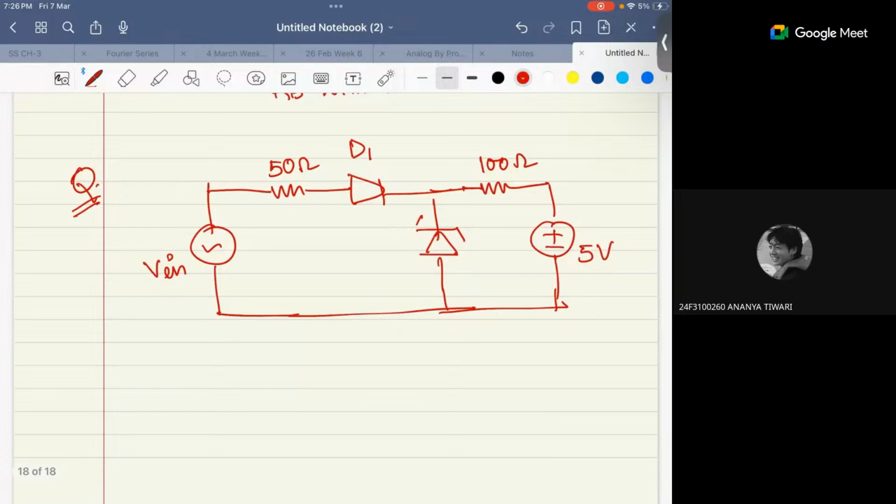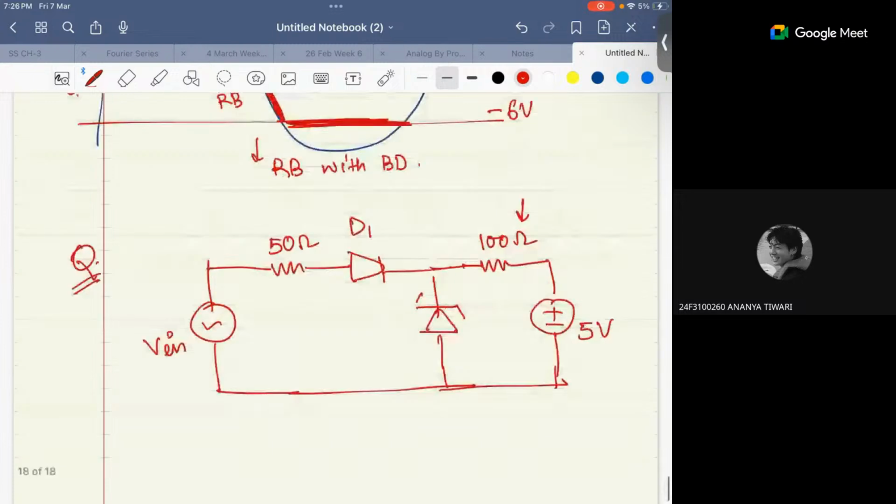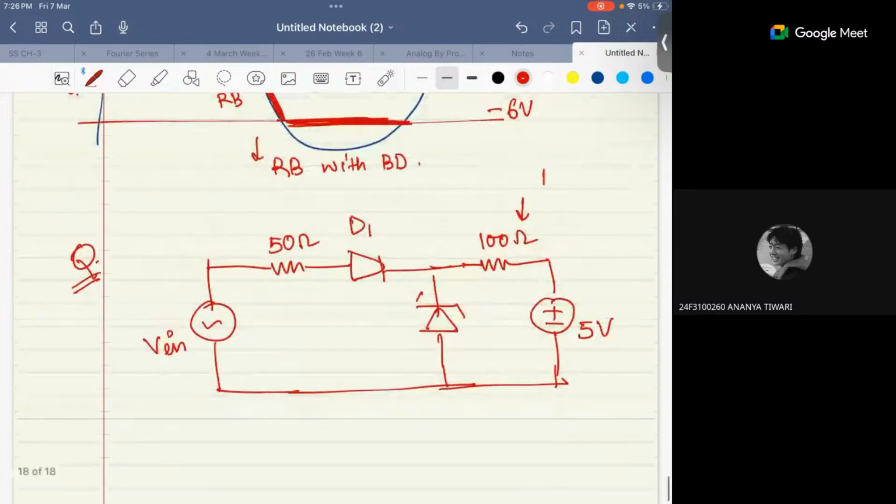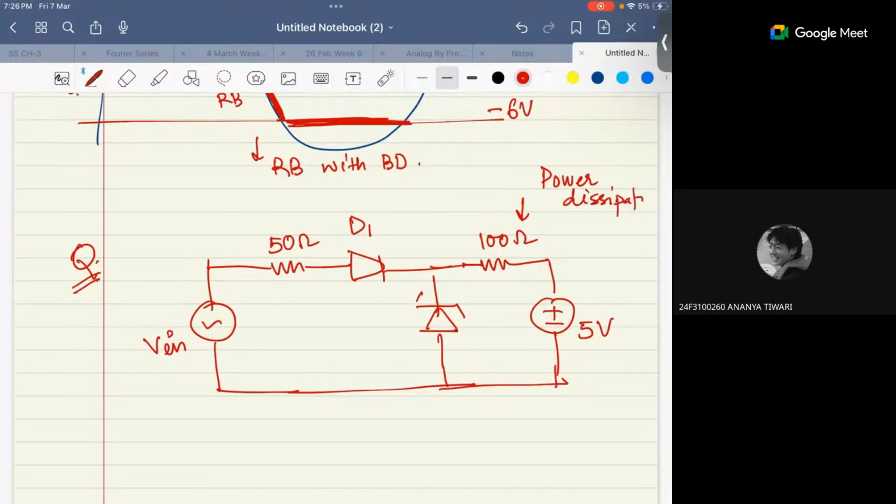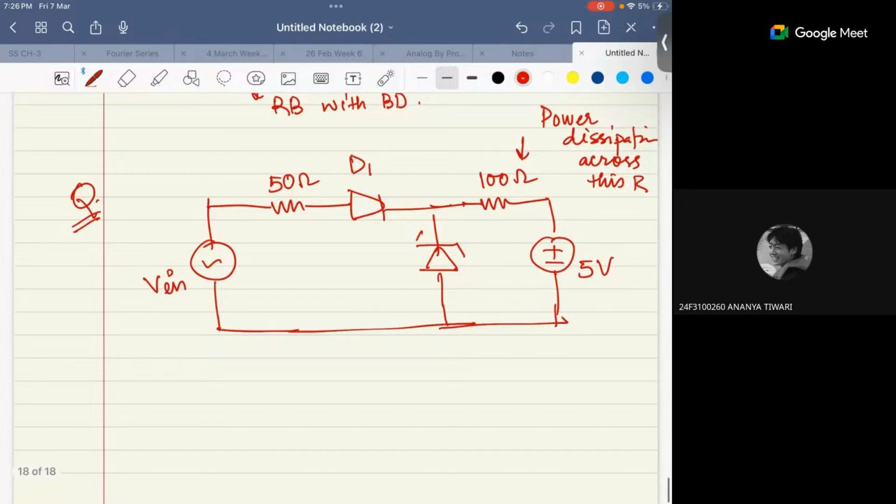Now you have to calculate the power dissipation across this 100 ohm. What do you have to calculate? Power dissipation. Use pen and paper and try to solve this. V input, you can take any.